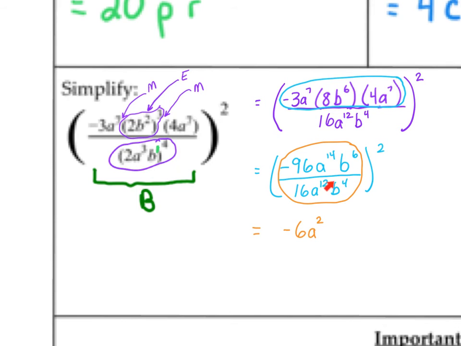And for the b's, this b has an exponent of 6. This b has an exponent of 4. So when you subtract those exponents, you get b to the 2. And all of this still has that exponent of 2 on the outside.